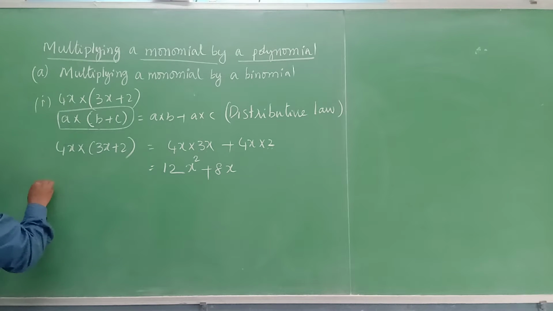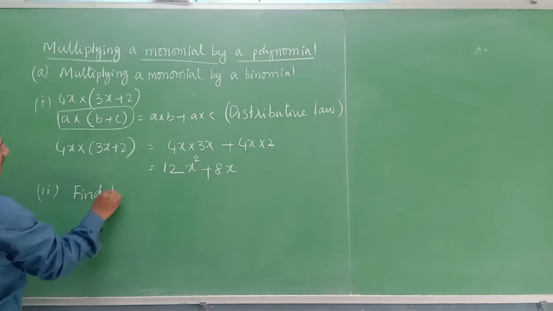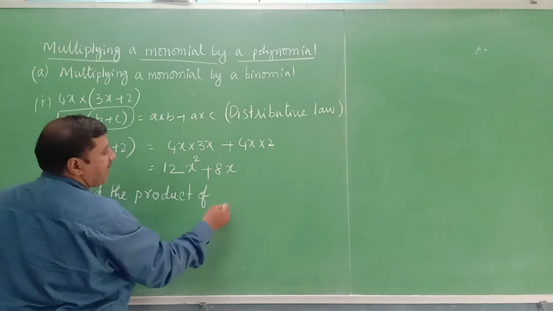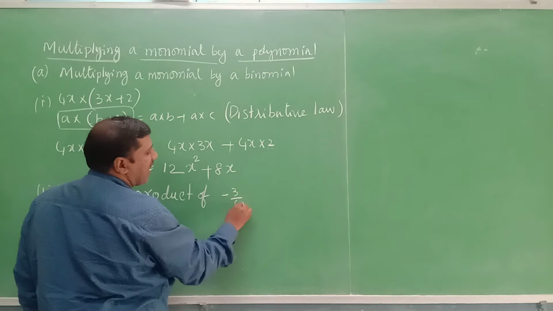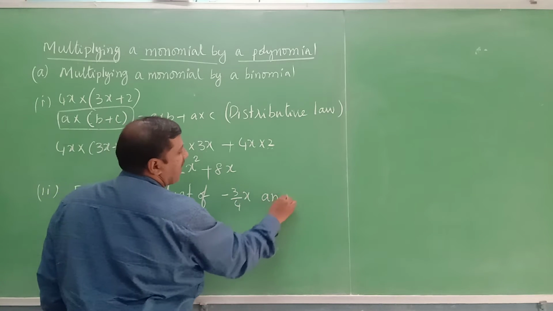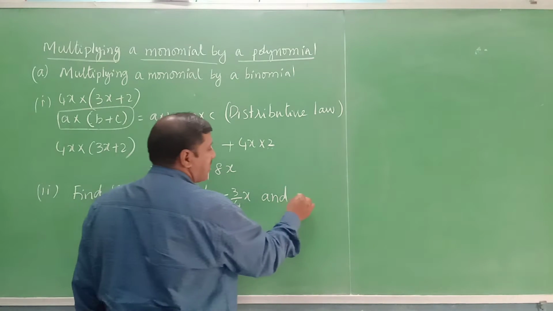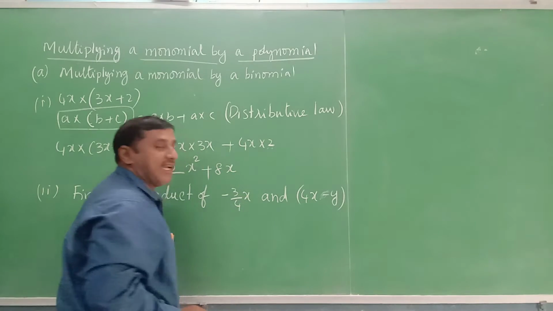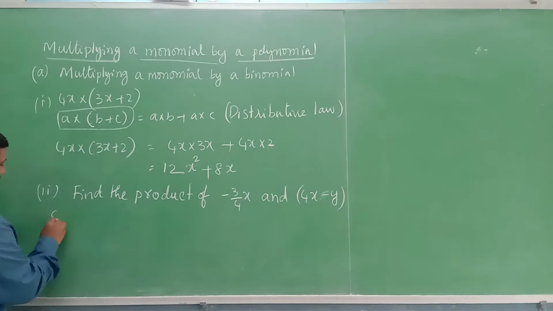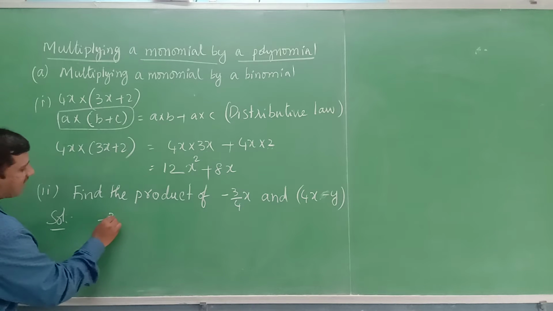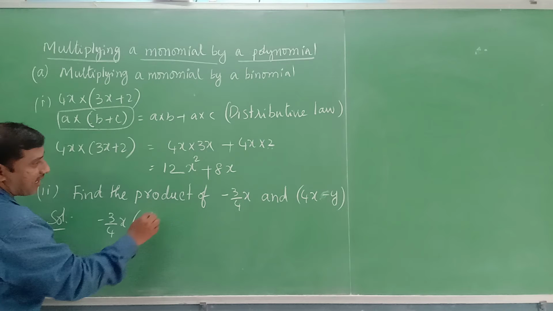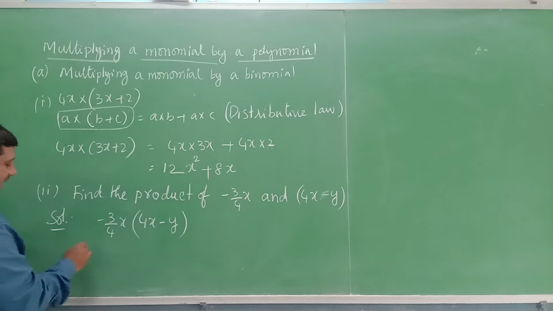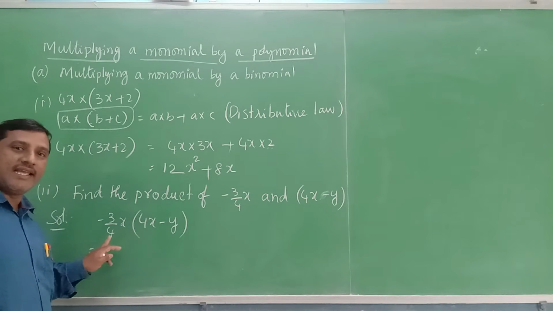Find the product of minus 3 by 4x and 4x minus y. Now we need to multiply this. How do we multiply it? Minus 3 by 4x is multiplied with 4x minus y. So use the distributive law and multiply each term of the binomial with the monomial.